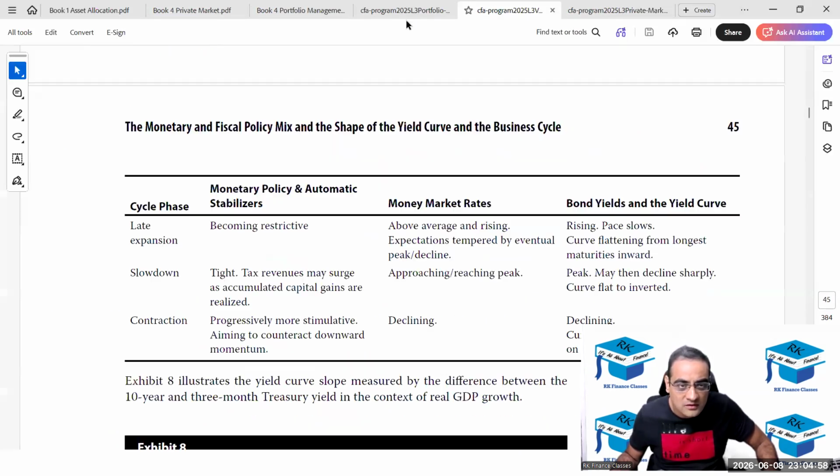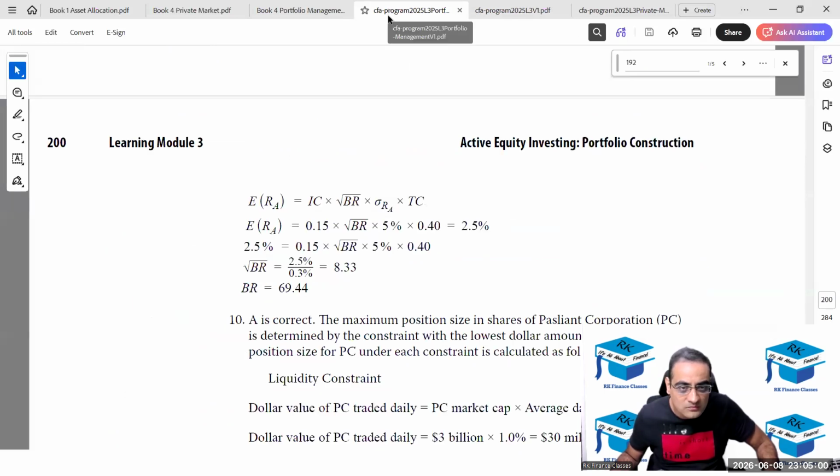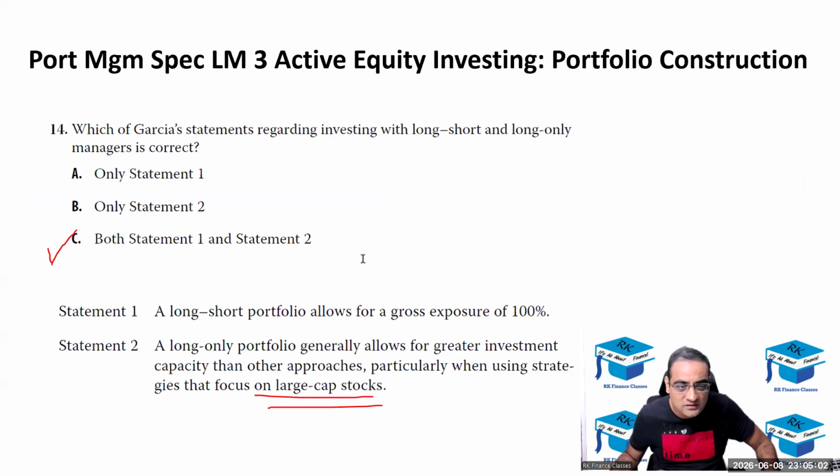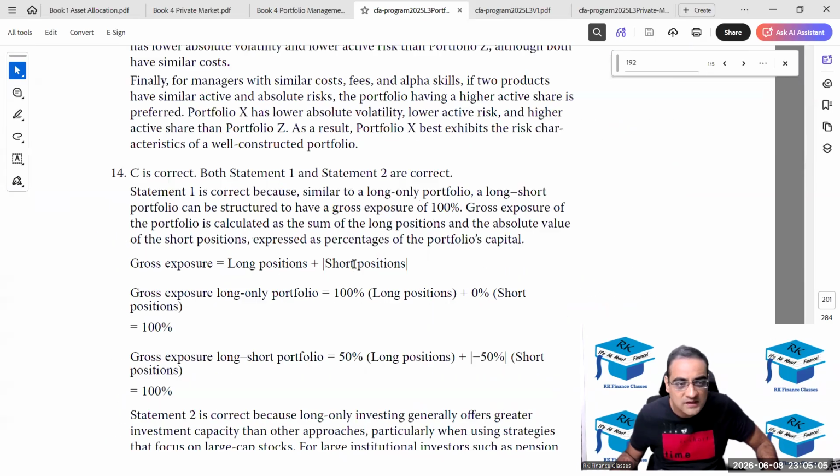कौन सा था ये? क्वेश्चन नंबर क्या था ये? 14. 14. Yeah, both statements were right. Okay, let's see how they are given it.